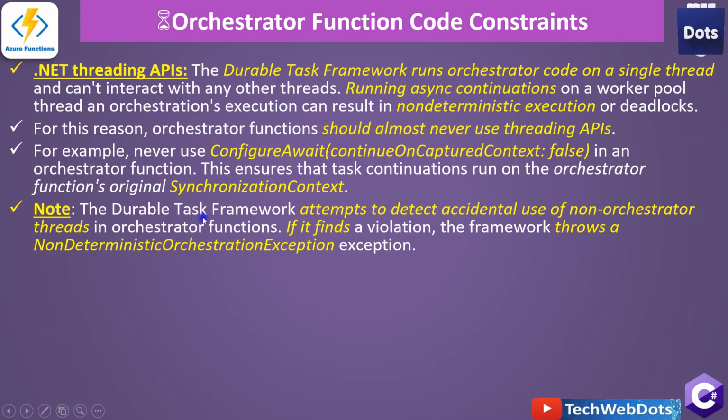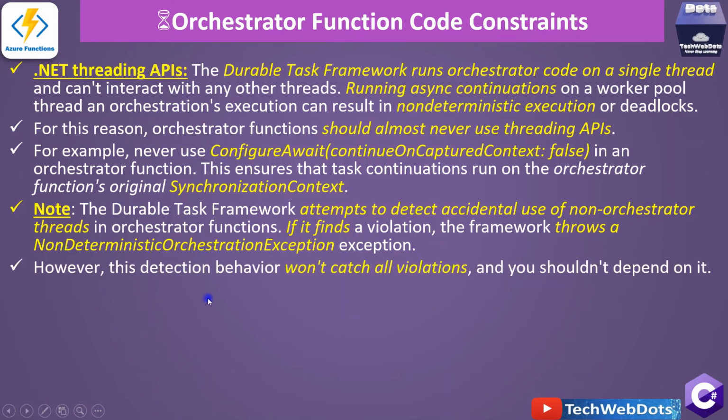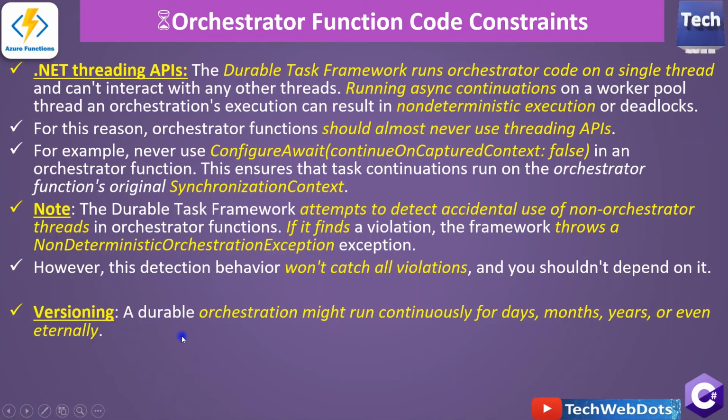And there is a note: the durable task framework attempts to detect the accidental use of non-orchestrator threads in the orchestrator function, which is a good thing. But if it finds a violation, then the framework throws a non-deterministic error. However, this detection behavior won't catch all the violations, so don't depend on it.